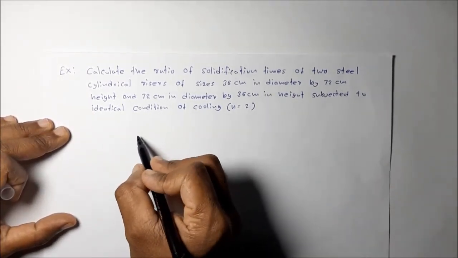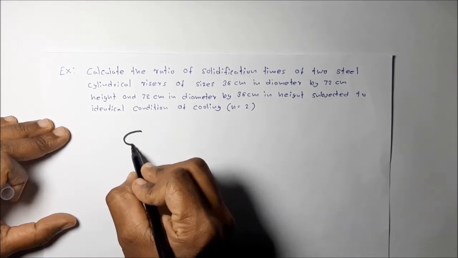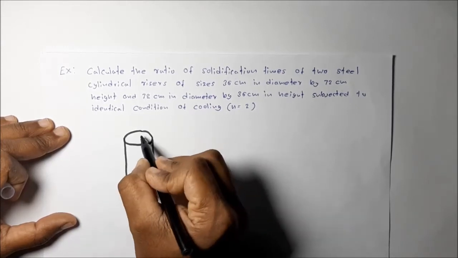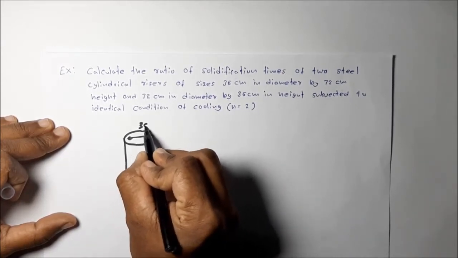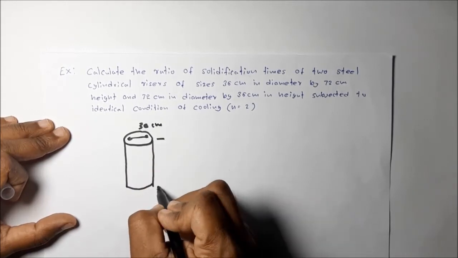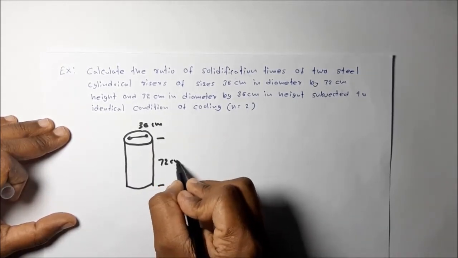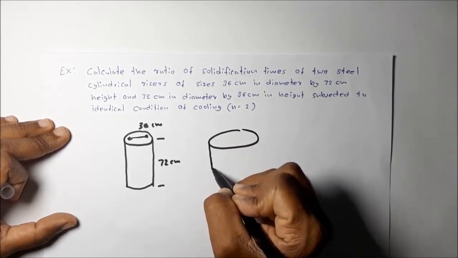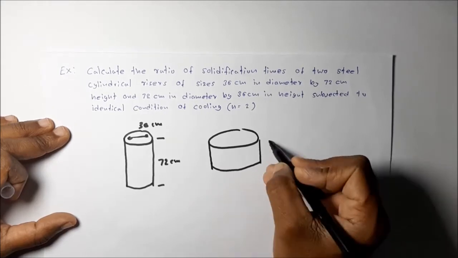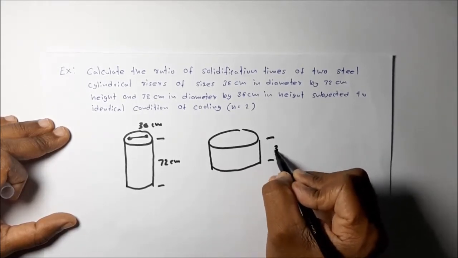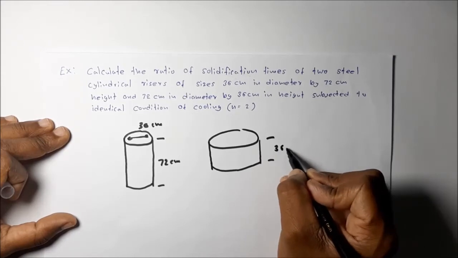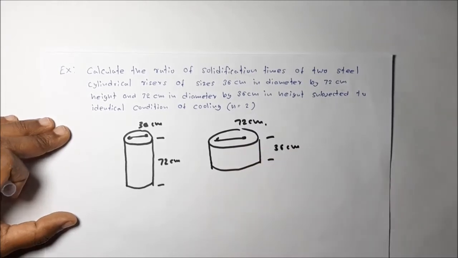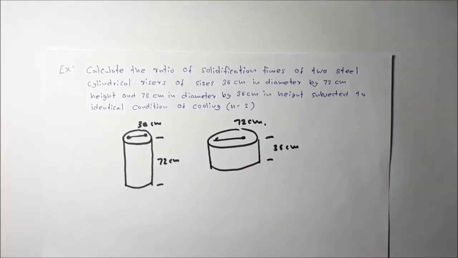The two risers: one is 36 cm in diameter, then the height is equal to 72 cm. The other one is 36 cm in height, and the diameter is equal to 72 cm. Okay, then let's see how to solve this problem.